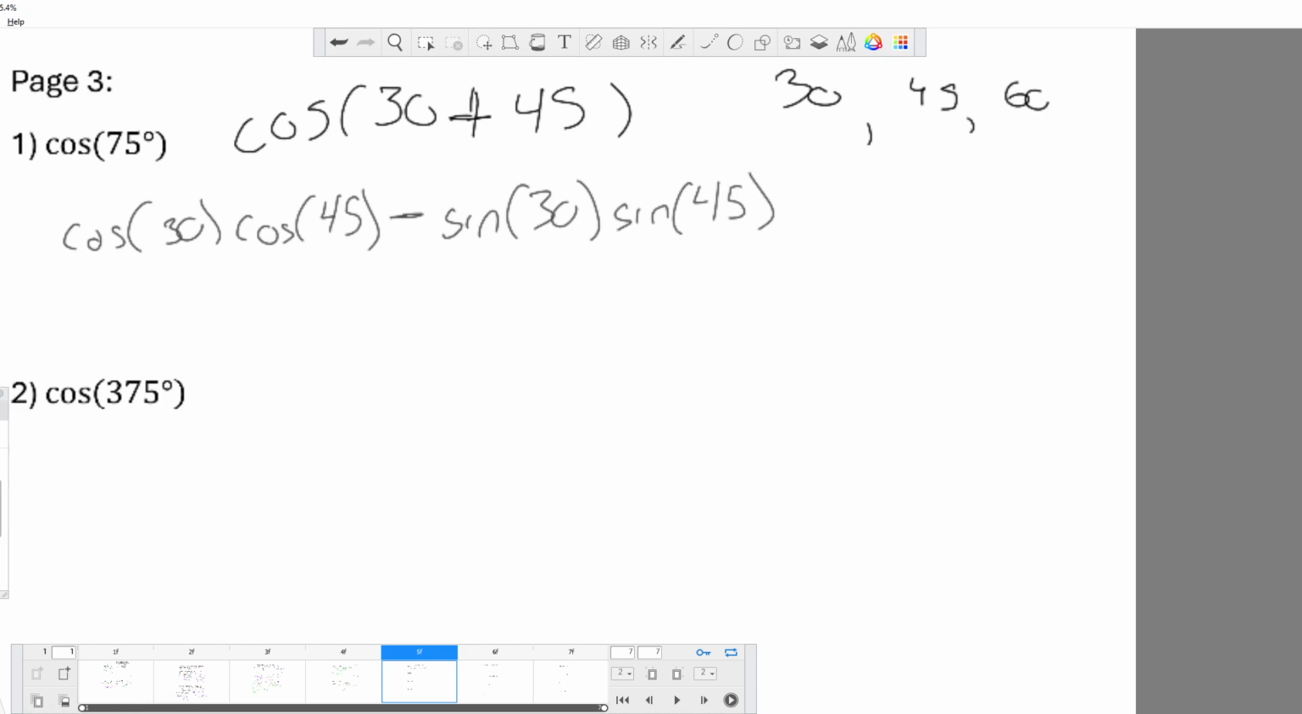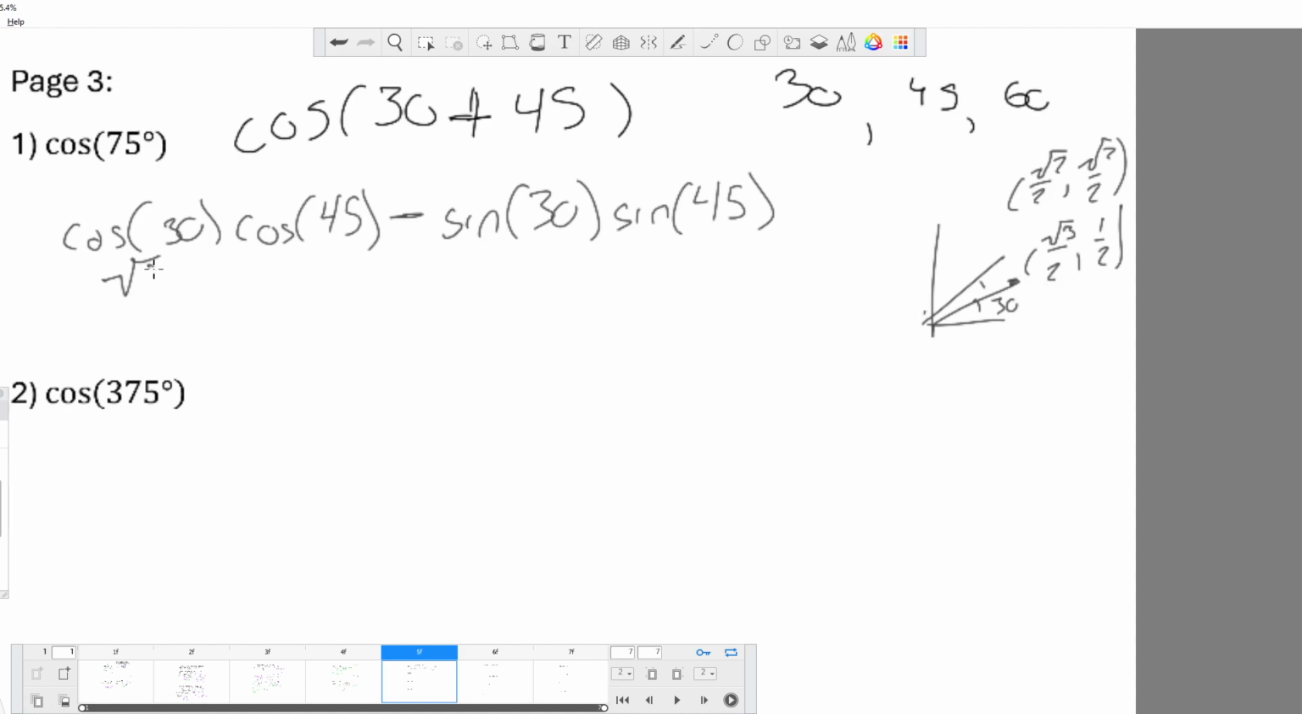And at this point, we just need to go through and evaluate these values on the unit circle. So all you really need to consider is here at 30 degrees, we're looking at a value of square root of 3 over 2, comma 1 over 2. And then at 45, we're looking at values of square root of 2 over 2 and square root of 2 over 2. So as we go through and compute this, cosine of 30 is the x value.